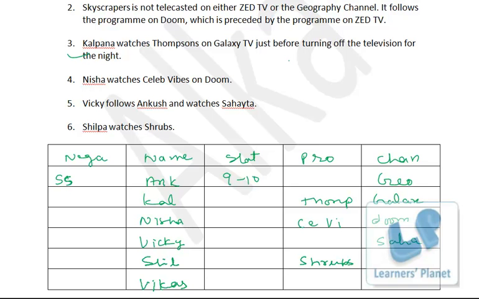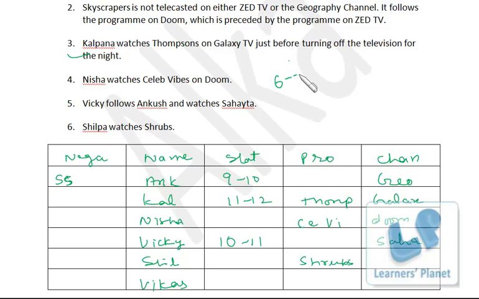And yeah, Kalpana watches Thompson on Galaxy TV just before turning off the television. That means Kalpana is watching television for 11 to 12. Okay, so this is the information that we have got so far. Then we have Vicky follows Ankush. That means if Ankush is 9 to 10, Vicky must be 10 to 11.